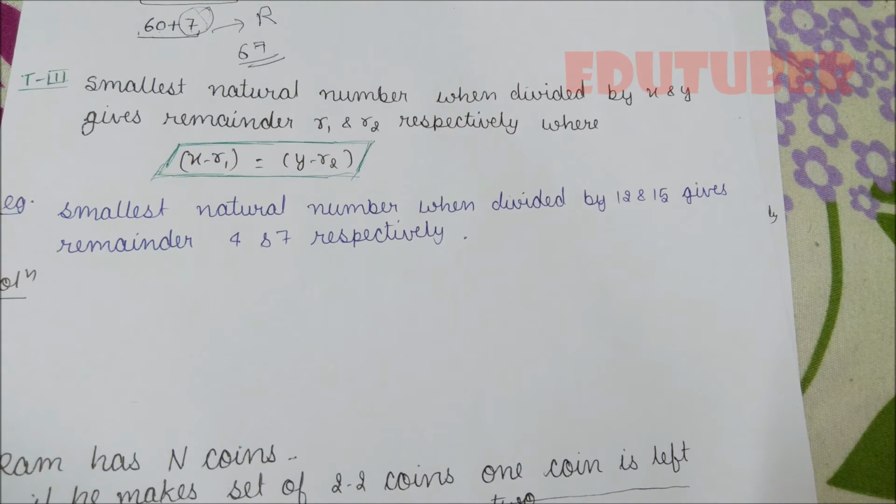This is the third type of question: the smallest natural number which, when divided by x and y, gives remainders r1 and r2 respectively. In the first type of question we saw the smallest number divisible by x and y. In the second type we saw the smallest number which, when divided by x and y, gives remainder r.